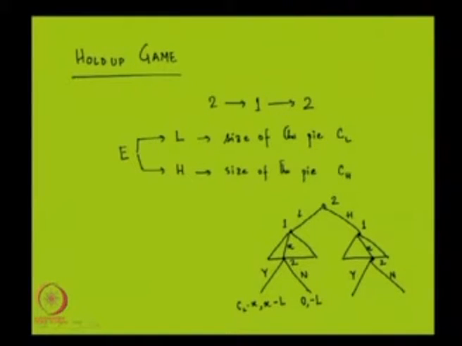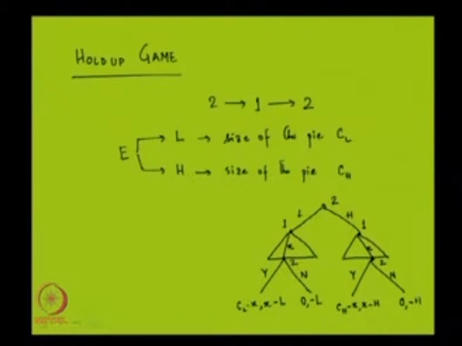And likewise here also it will be CH minus X, X minus H, and if he rejects the offer, it is 0 minus H. So this is how the game looks like.